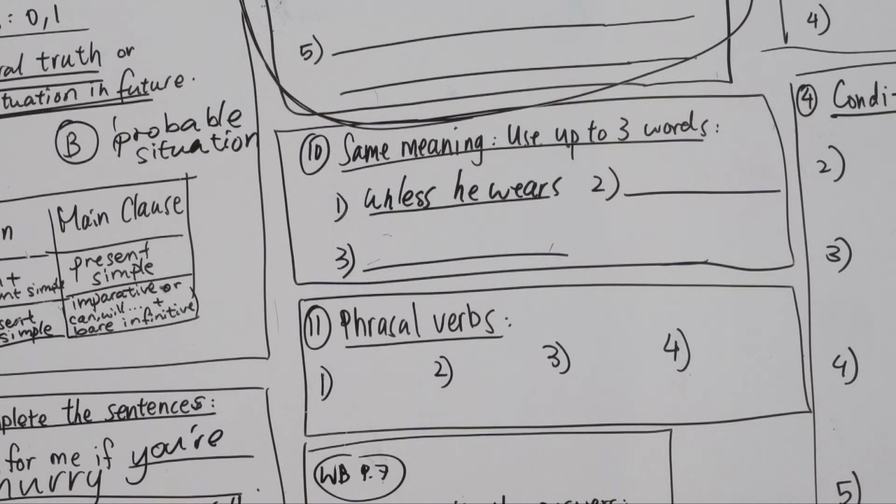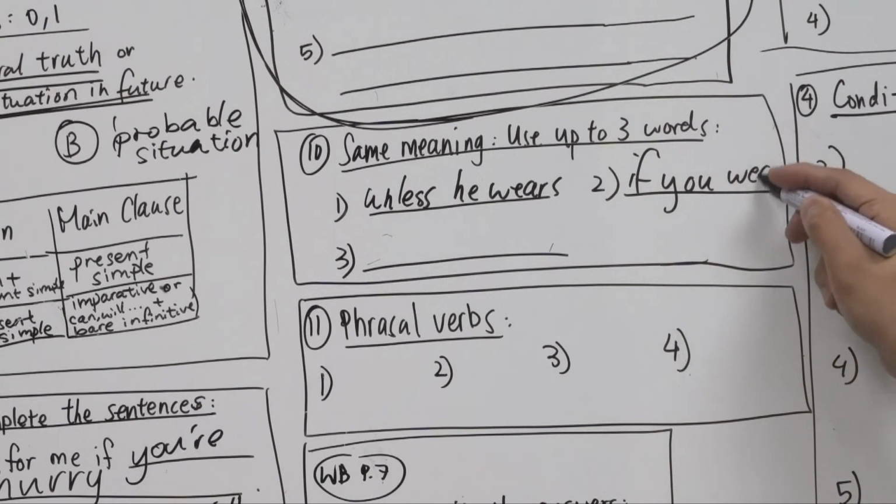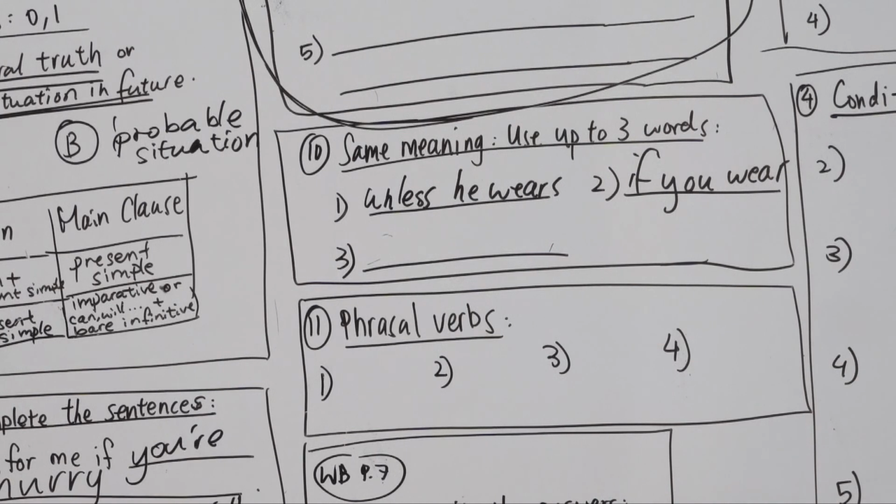Number 2, wear your helmet or else you'll get injured. You will not or you won't get injured. If you wear your helmet. Very smart. If you wear. Can we say unless? No, right? Because unless and if does not mean the same. Unless and if not is the same, okay? Mind you, unless has a negative meaning.